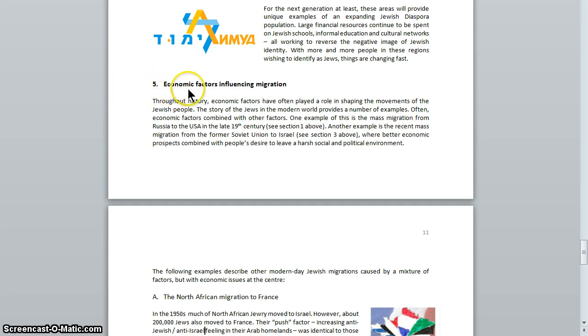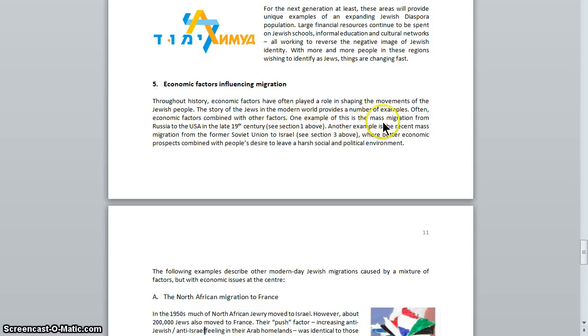Number 5. Economic factors influencing migration. Throughout history, economic factors have often played a role in shaping the movements of the Jewish people. The story of the Jews in the modern world provides a number of examples. Often, economic factors combined with other factors.